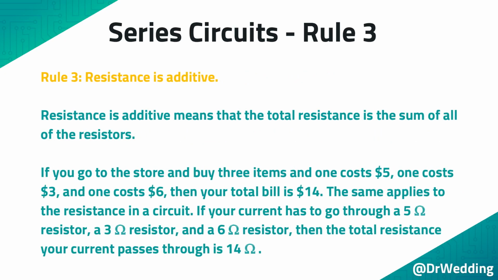Rule 3. Resistance is additive. Resistance is additive means that the total resistance is the sum of all of the resistors. If you go to the store and buy 3 items and one costs $5, one costs $3, and one costs $6, then your total bill is $14. The same applies to the resistance in a circuit. If your current has to go through a 5-ohm resistor, a 3-ohm resistor, and a 6-ohm resistor, then the total resistance your current passes through is 14 ohms.